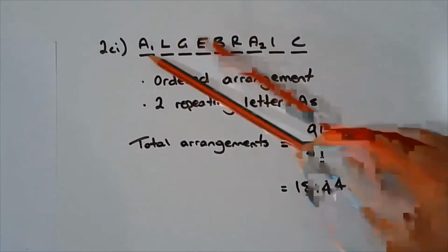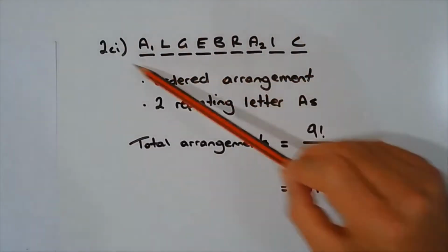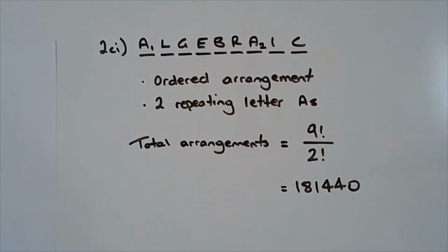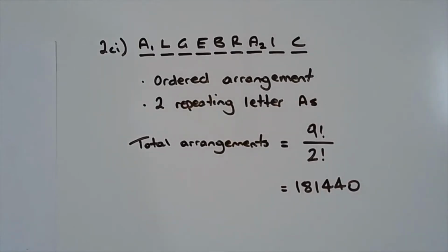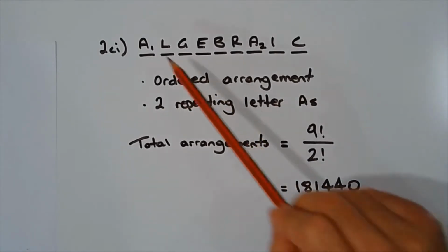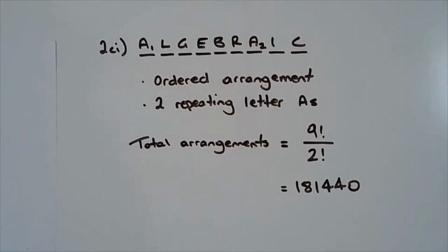Firstly, the word algebraic contains 9 letters, and I've written it here on this dash diagram. We're interested in the number of ways that these 9 letters can be arranged among themselves. So we're dealing with an ordered arrangement or a permutation. Now, another point to note is that the 2 letter A's obviously repeat, so we need to take that into account later on when we're determining the total number of arrangements.